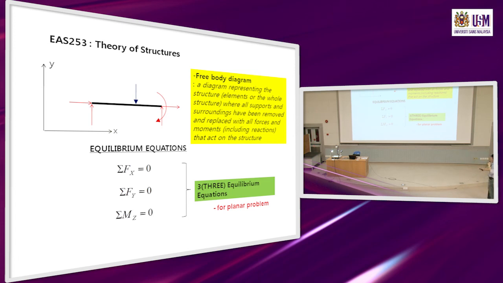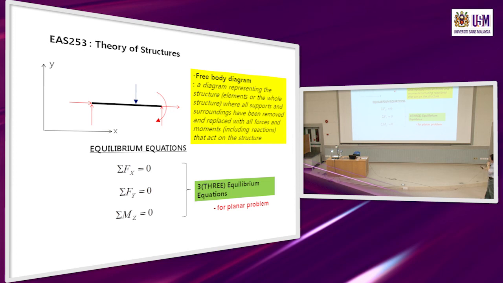Summation of forces in the x direction equals zero. Summation of forces in the y direction equals zero. Let's say this is the x, this is the y. So the algebraic sum, the total forces in the x direction, should be zero, and all the forces in the y direction should be zero, which means going down should be balanced by going up, and going to the right should be balanced by going to the left. And the moment at any point within the plane caused by this load or all the loads must be zero. So these are the only three that you have: two for forces, one for moment.